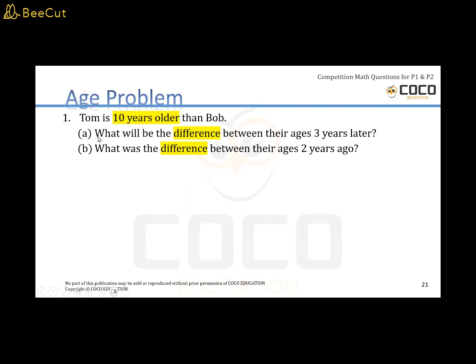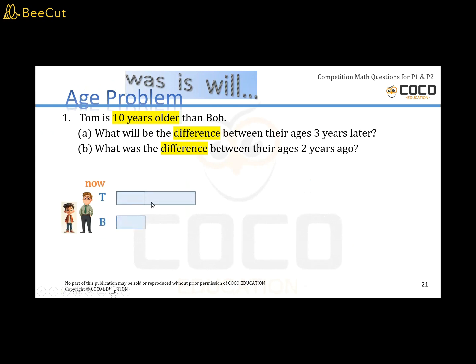Let's read the question first. Tom is 10 years older than Bob. If we want to show such information in the model, we should draw a longer bar for Tom, a shorter bar for Bob. How much longer? 10. Part A. What will be the difference between their ages 3 years later?